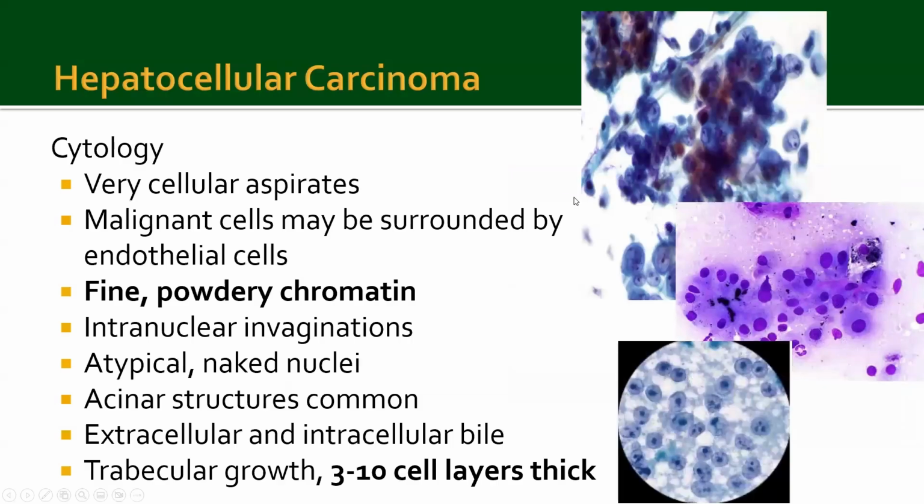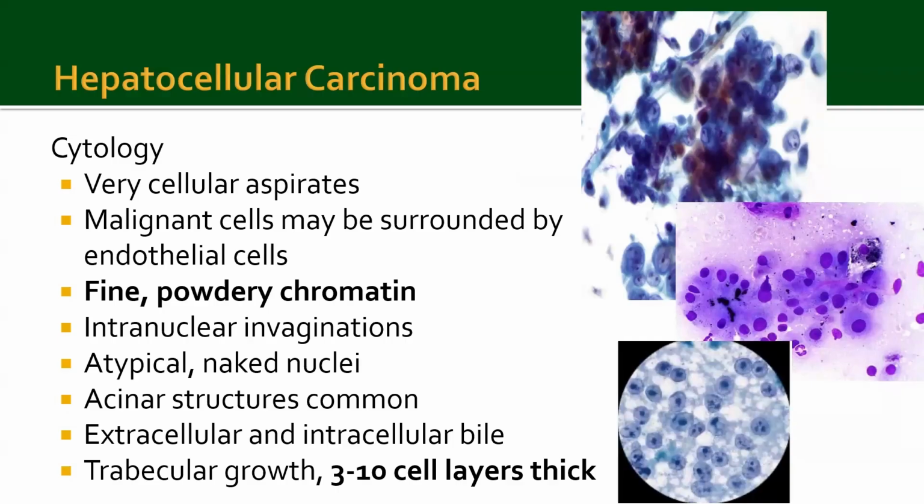Then first, hepatocellular carcinoma cytology. These aspirates tend to be very cellular. Malignant cells can be surrounded by endothelial cells, and more distinctly, hepatocellular carcinoma is associated with fine powdery chromatin, as opposed to benign hepatocytes, where we associate that darker coarse chromatin. If you see fine and powdery chromatin on a cytologic aspirate, that's a bit of a warning sign that you might be looking at something malignant.